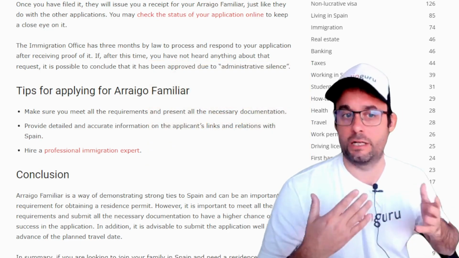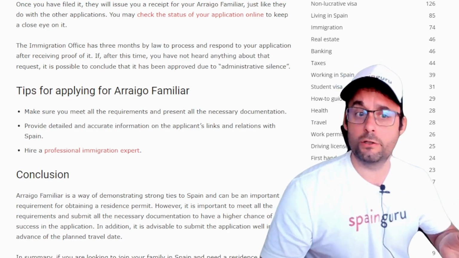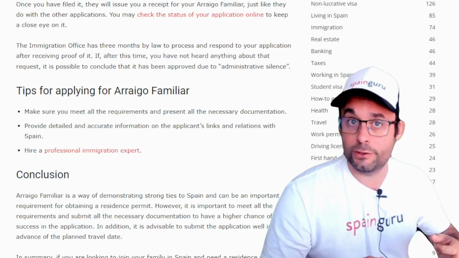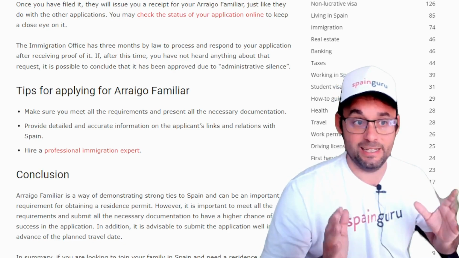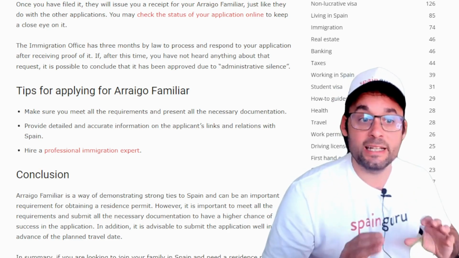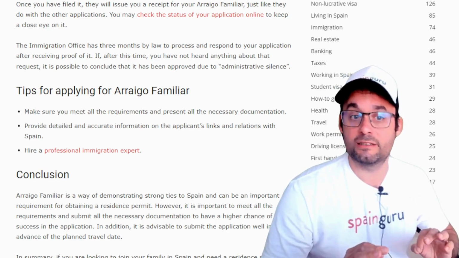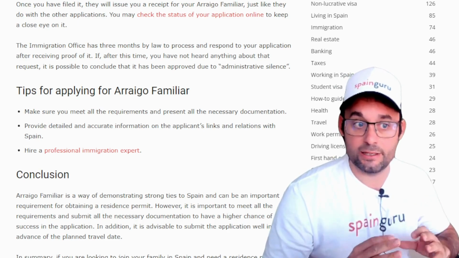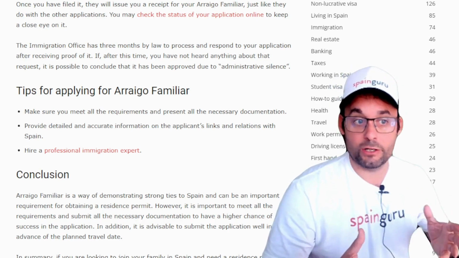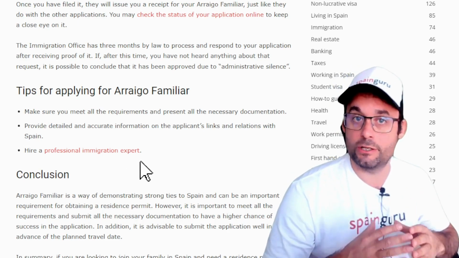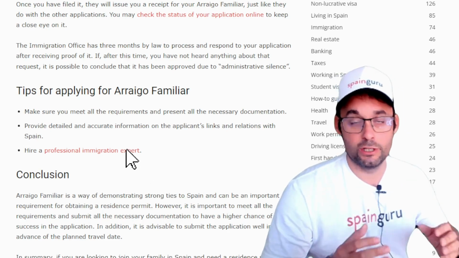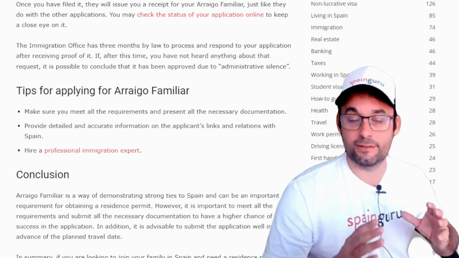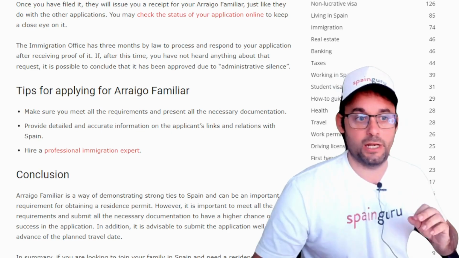Tips for applying for Arraigo Familiar: make sure to meet all the requirements and present all necessary documentation. Don't forget anything. Provide detailed and accurate information on the applicant's links and relations with Spain. And of course, we recommend to hire a professional immigration expert just to make sure you are going to get the permit at the first try.